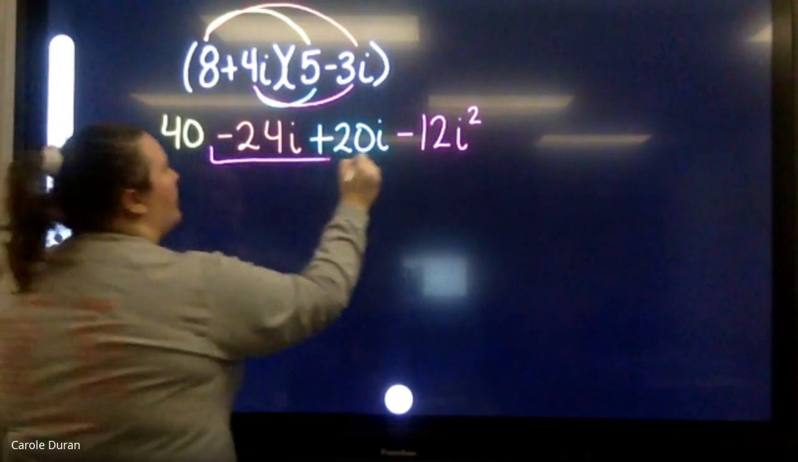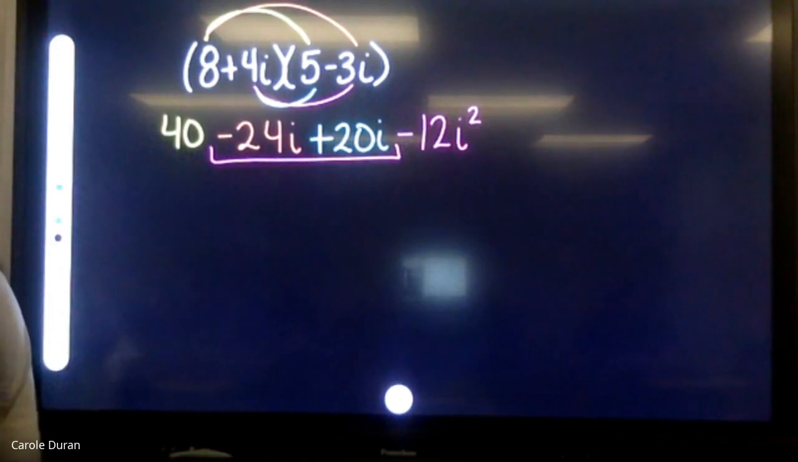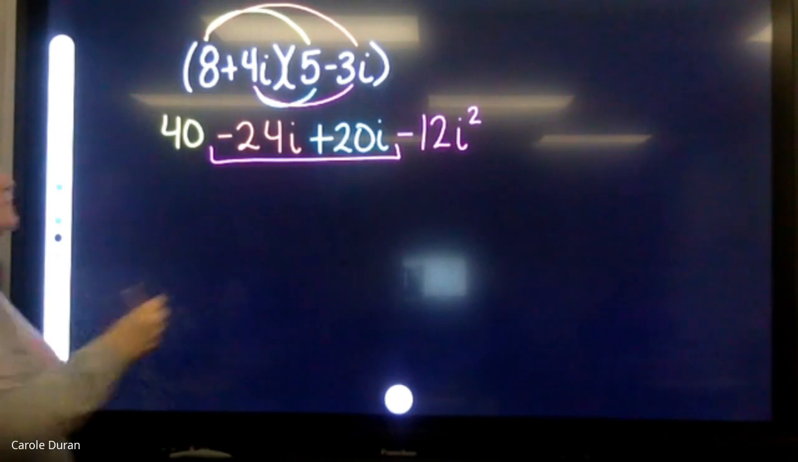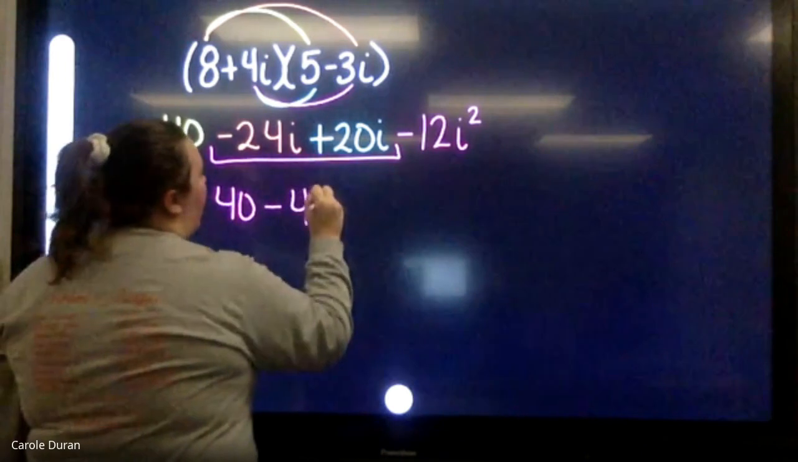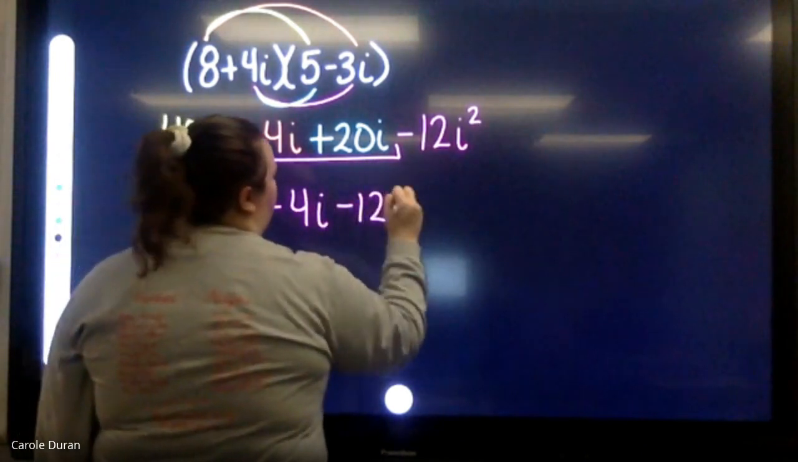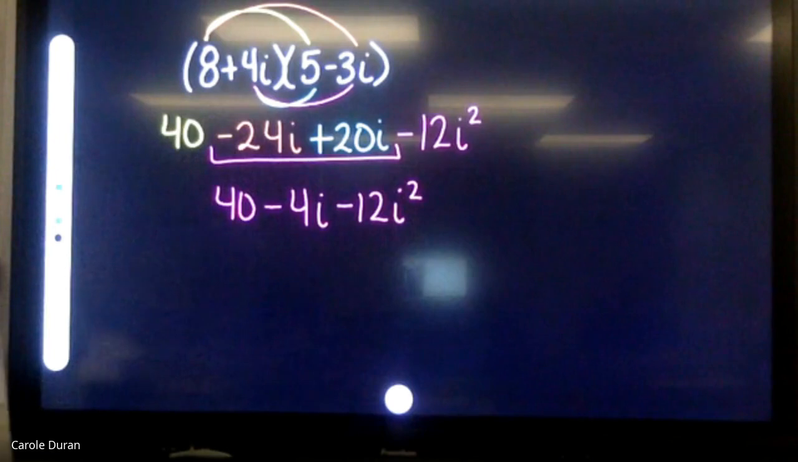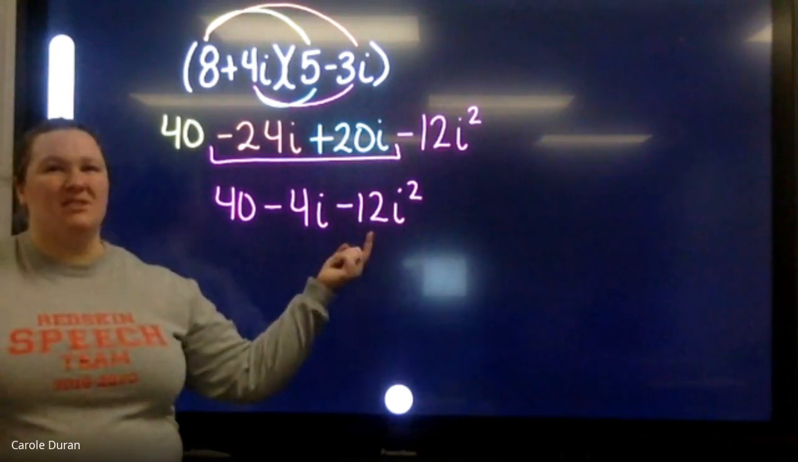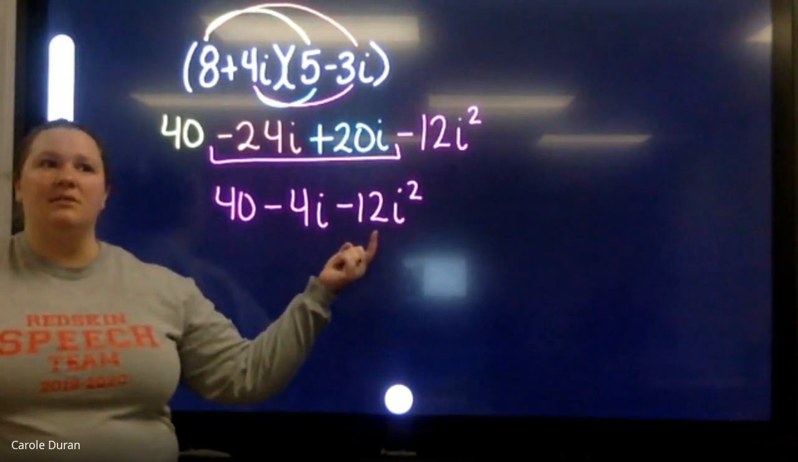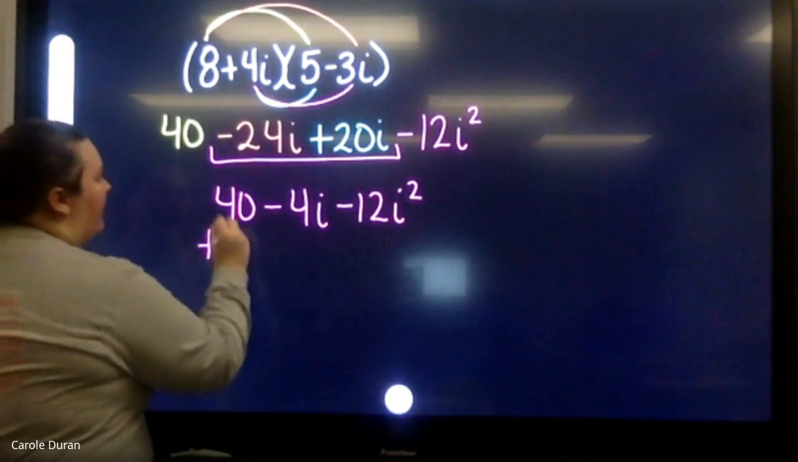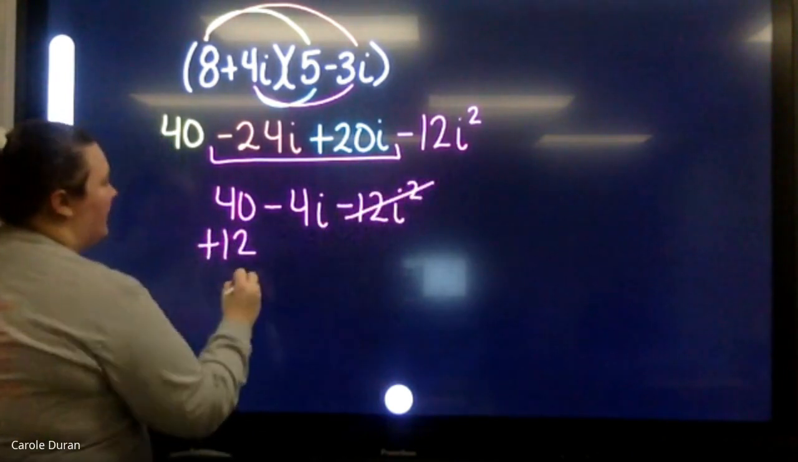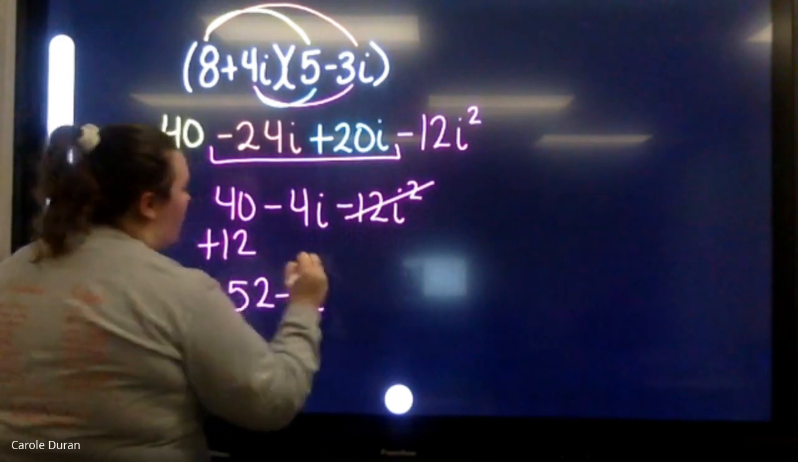So obviously I can put these two together because they both have just one i on them. So what's negative 24 plus 20? Negative 4. So this becomes 40 minus 4i minus 12i squared. So I have combined like terms. Am I done simplifying? No, because I still have an i squared, but I know what i squared equals. Negative 1. So then I take negative 1 times negative 12, which makes it positive 12, which I'm then going to add to the 40 out front. So then I get 52 minus 4i.